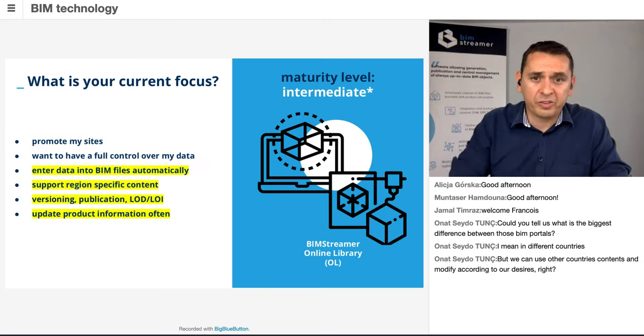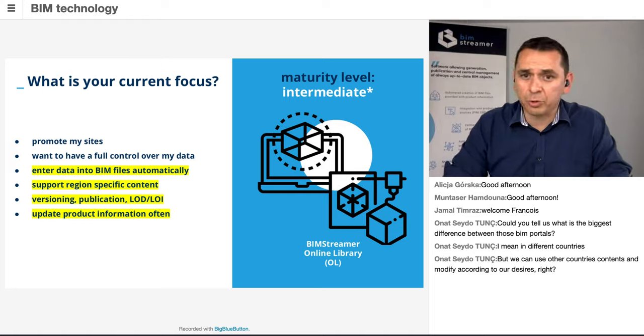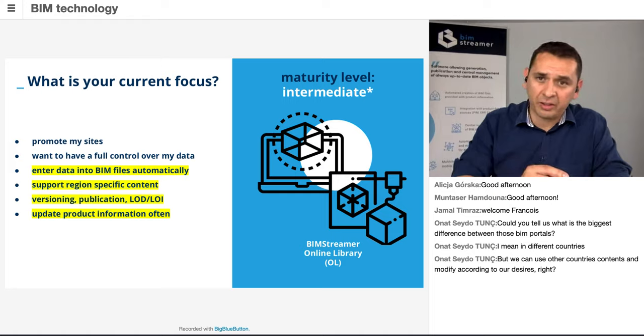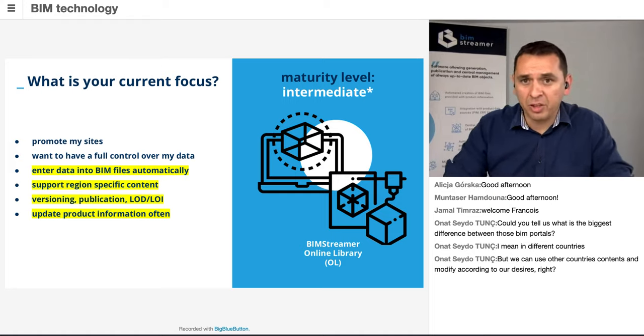So on the intermediate maturity level, we can, in addition to that, enter the product information into the BIM file in an automated way, making it always up to date. This is quite substantial. In the starter case, we have the static BIM content, which needs to be updated manually.